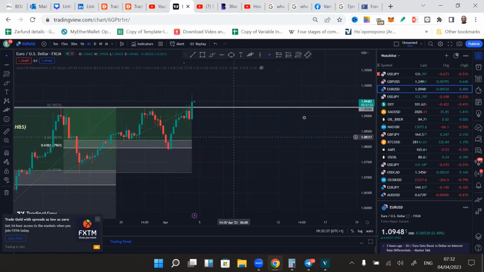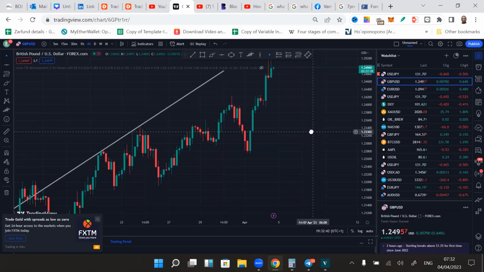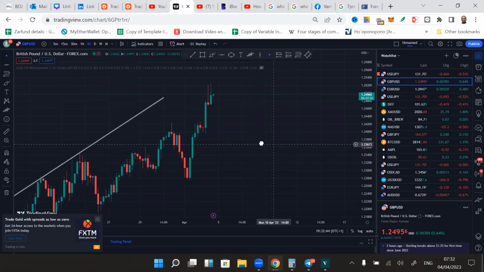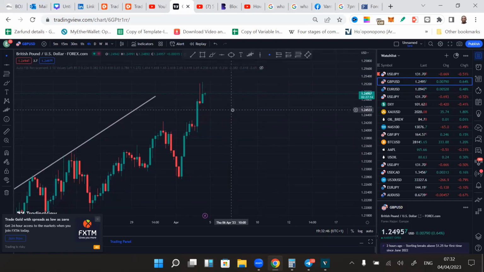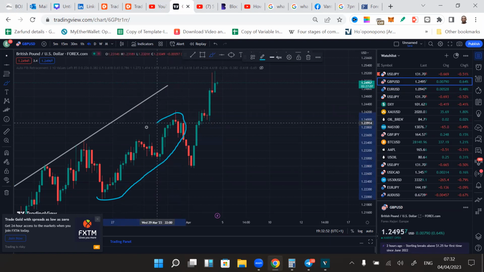Okay, so let's pick another pair. Let's see if we'll see anything on GBP USD. Okay, all right, I'm seeing another impulse here right now. This is an impulse move right here. This right here is an impulse move. Okay, that's an impulse move.